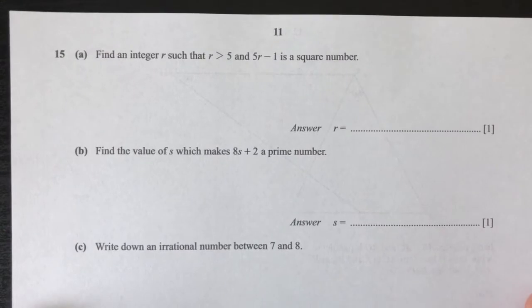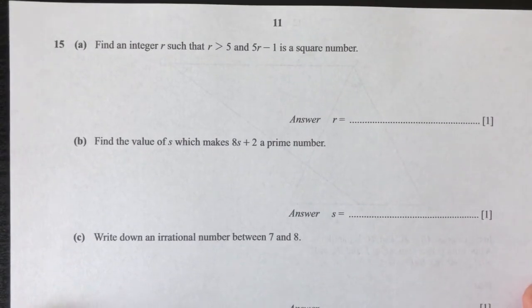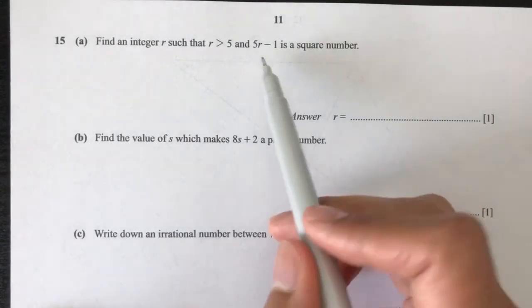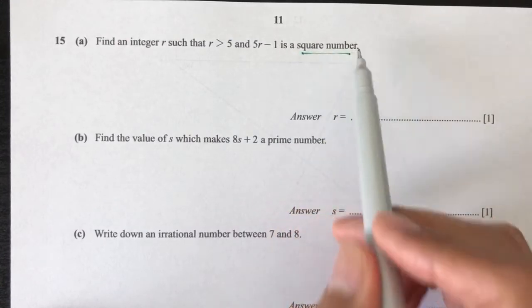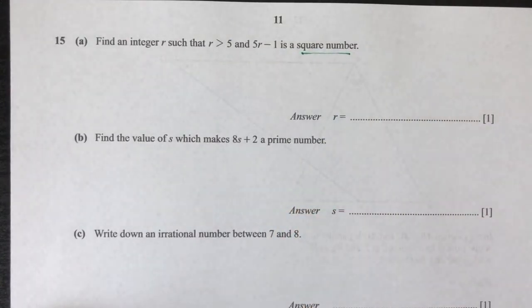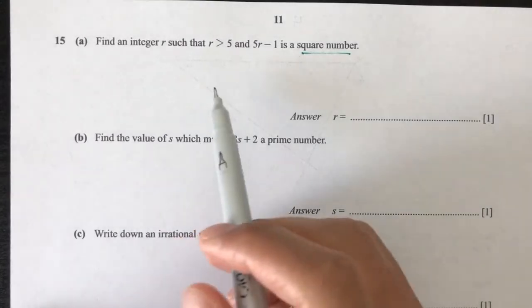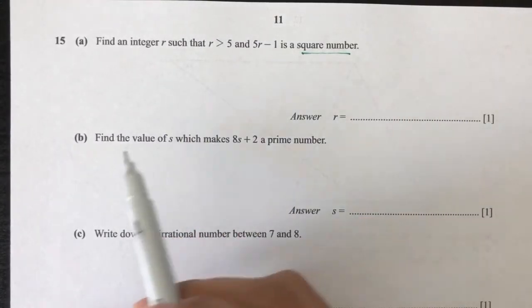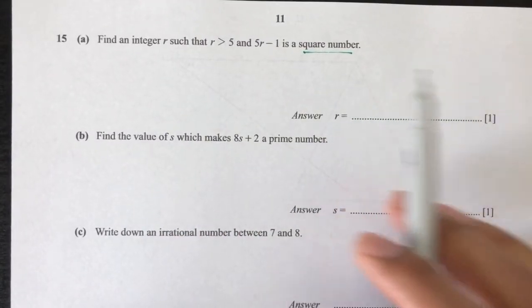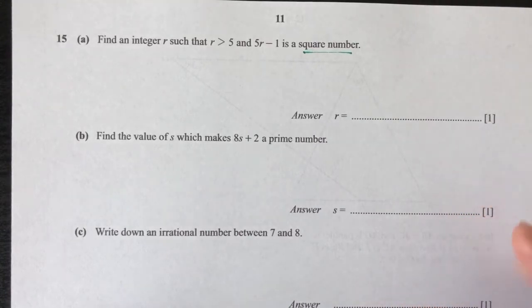Okay, let's move on to question number 15. Find an integer r such that r is more than 5 and 5r minus 1 is a square number. So let's find the value. We can replace that in this equation to find the value of r. So let's try. What square number do you know?